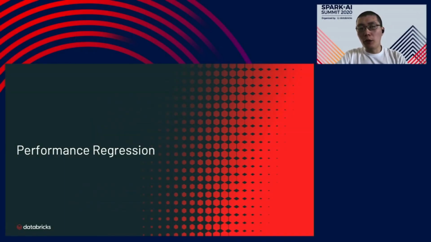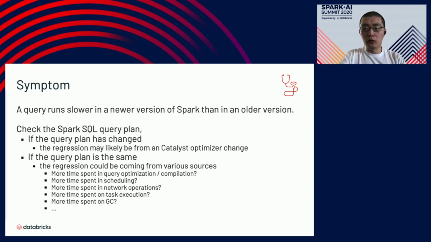One of the common issues you can hit is performance regression. Performance regression shows some symptoms like a query runs slower when you switch to a newer Spark version, or sometimes you are still using the same Spark version, but there are some characteristics of your underlying data that changed, and you still observe some performance regression.